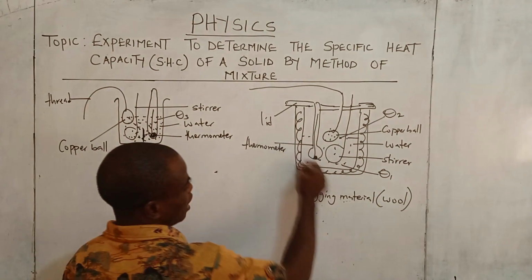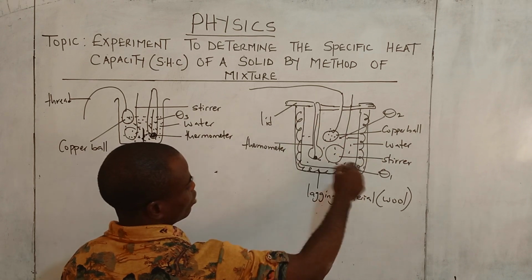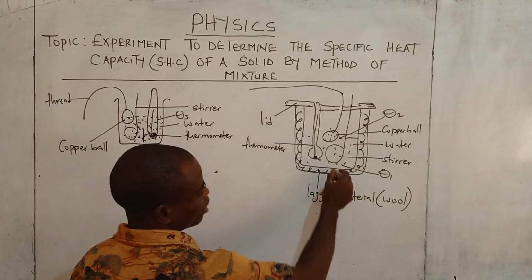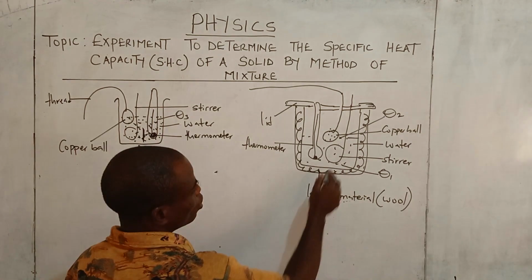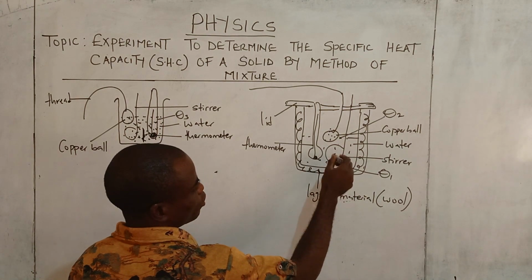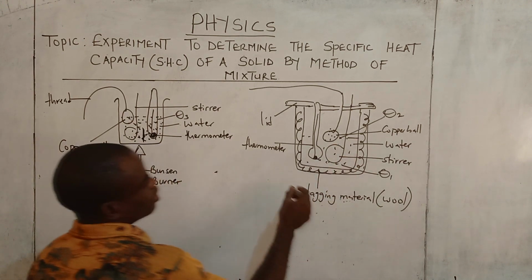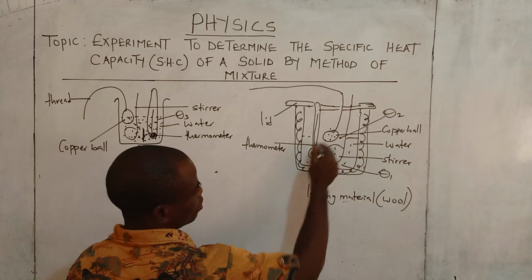Another precaution is that we lag the calorimeter to prevent heat loss to the surrounding. And also the water must be stirred uniformly. In the course of carrying out the experiment, you must be stirring it so that there is uniform transmission of the heat around the water.